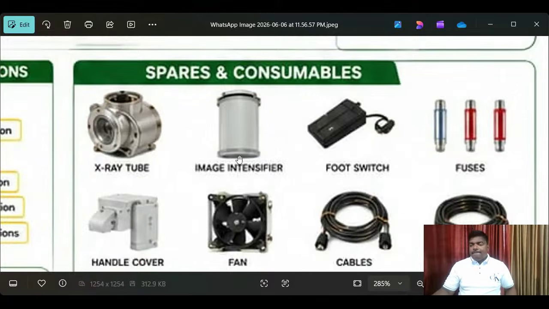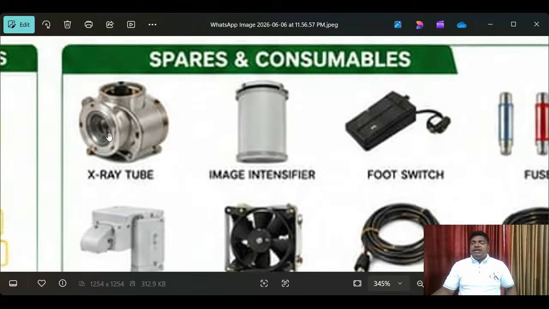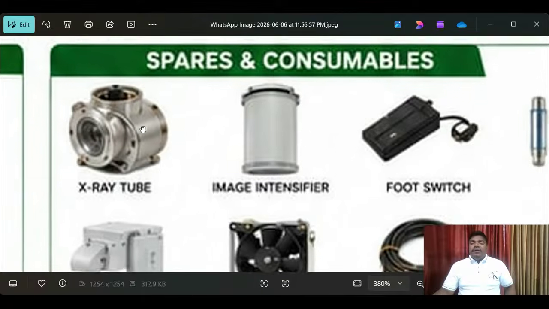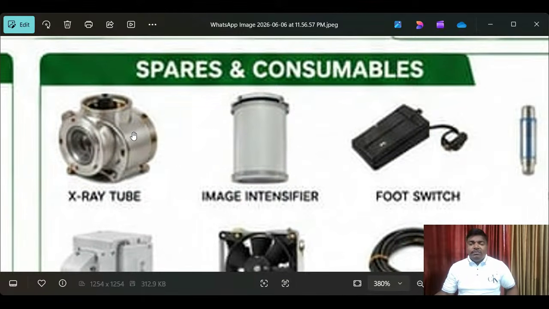Now see here, spare parts and consumables. I'm going to show you whenever you are going inside the part of this CM. Only when opening it can you find out, but there are many chances to open everything. That's why I'm going to show you.